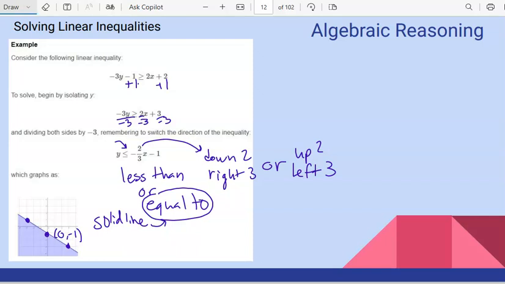Now, it's shaded below the y-intercept because it has a less than or equal to sign with the y in front of it. So as y is less than or equal to, it's shaded below the y-intercept, and when y is greater than or equal to, it would be shaded above the y-intercept.